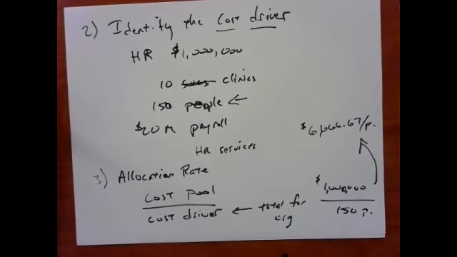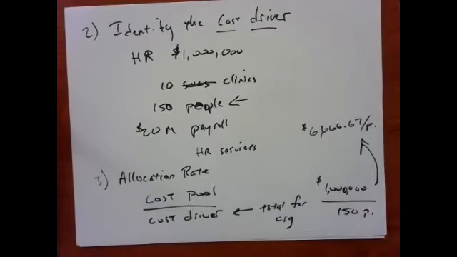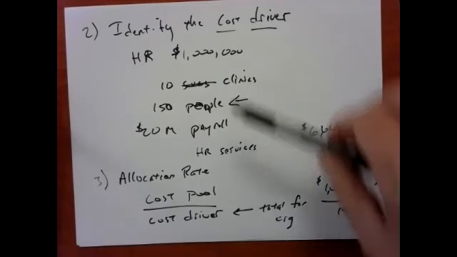So the allocation rate within our organization would be, for every person in your clinic, we're going to allocate to you $6,666.67. Right? So that would be the allocation rate. Let me back up for a second.